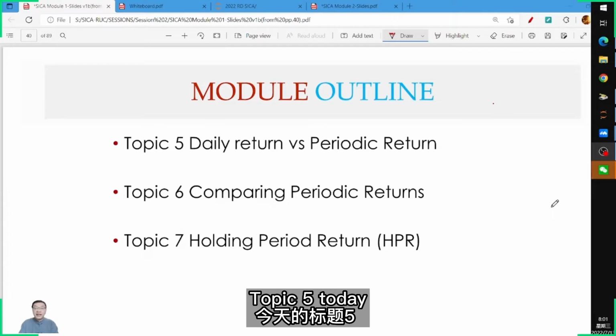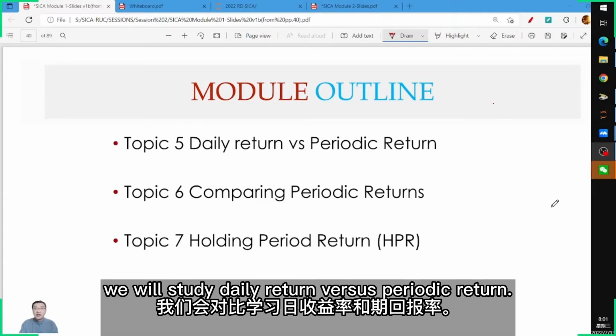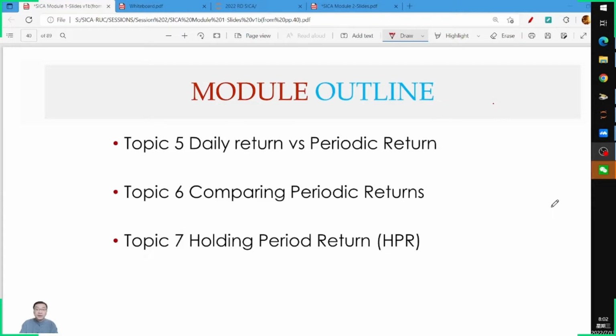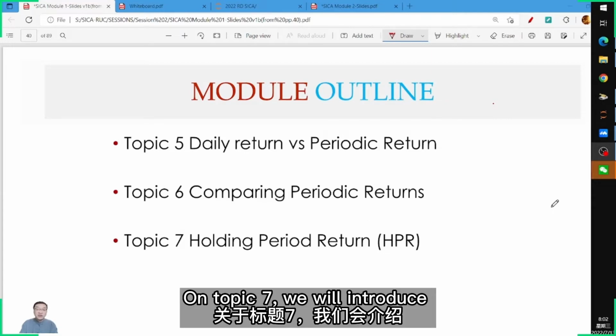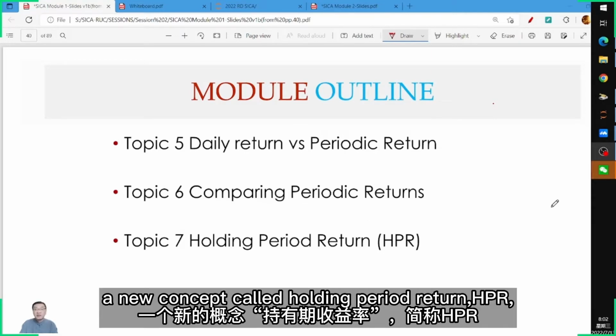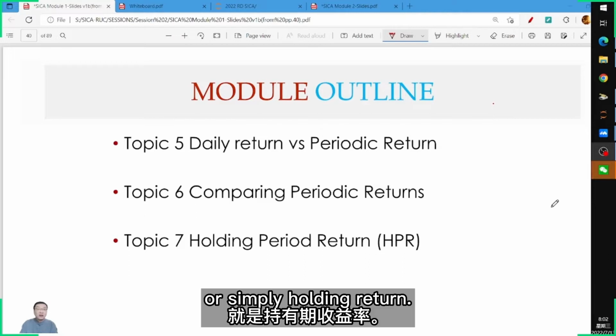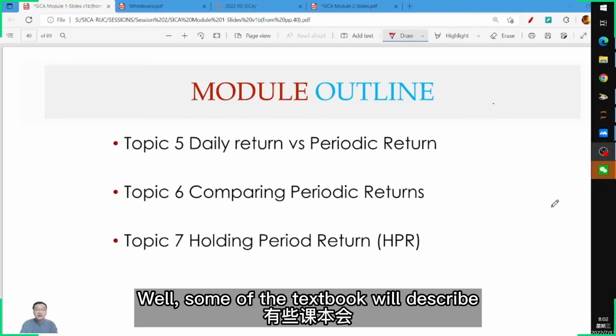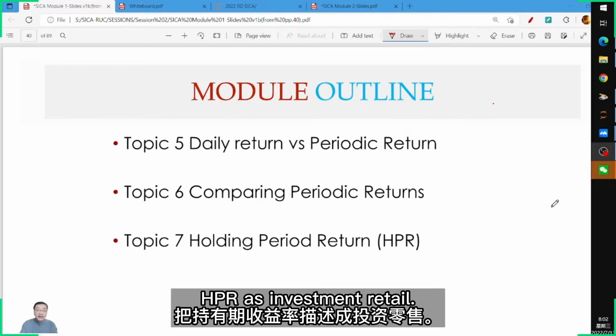Topic 5 today, we will study daily return versus periodic return. Topic 6 today, we will compare the periodic returns of two stocks. And topic 7, we will introduce a new concept called holding period return, HPR, or simply holding return. While some of the textbooks will describe HPR as investment return.